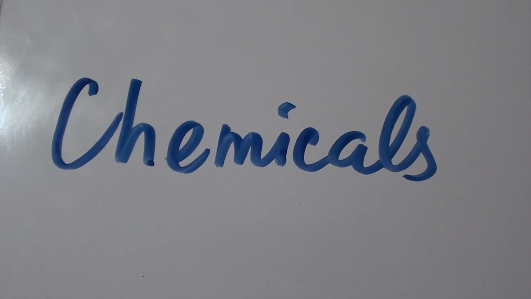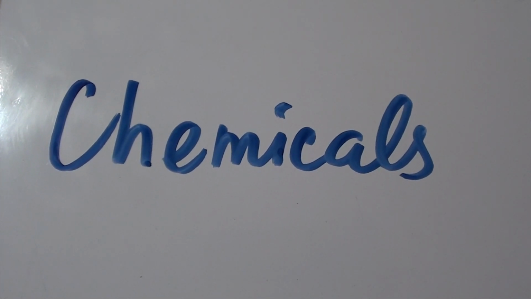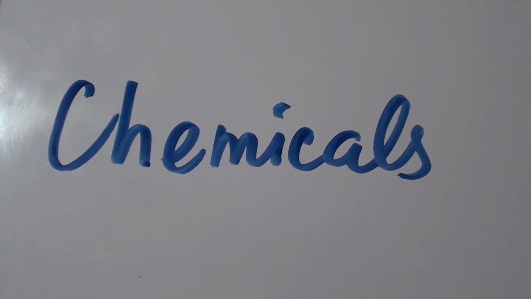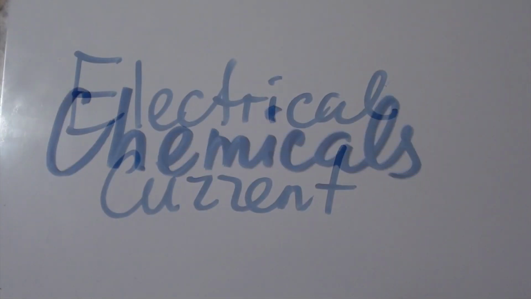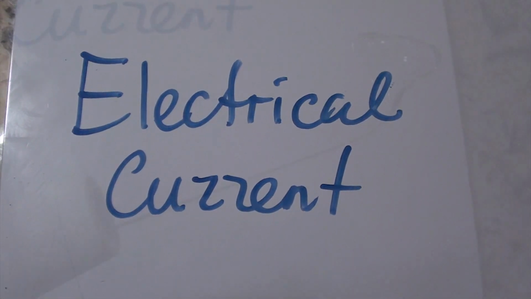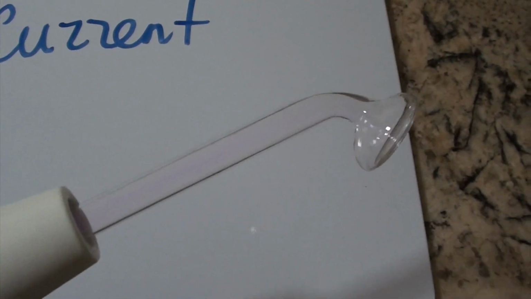Chemicals like salt baths or sugar scrubs or acid creams can also have an effect on the muscles. Electrical current, like the high frequency current.